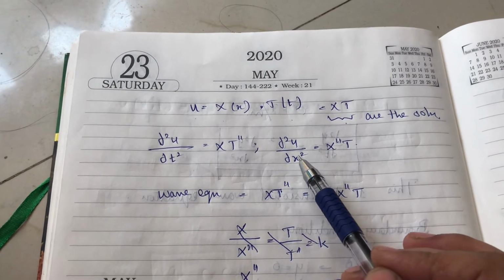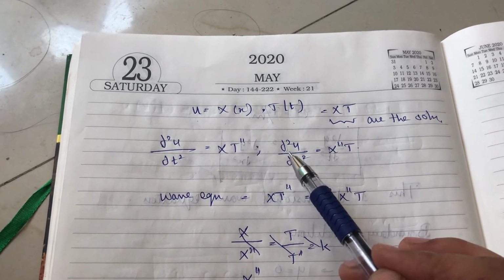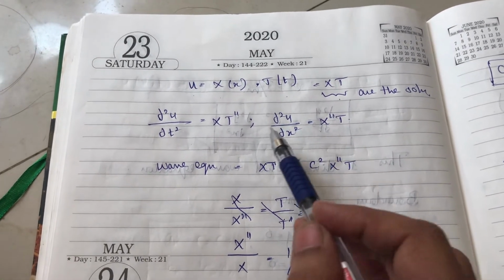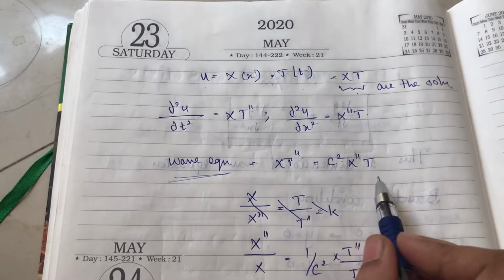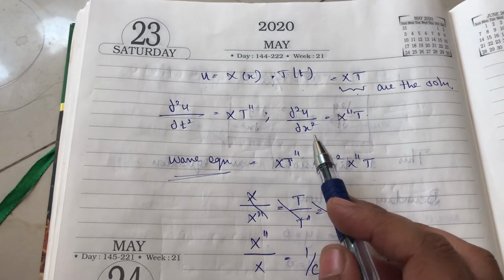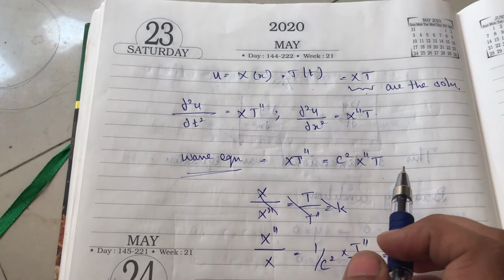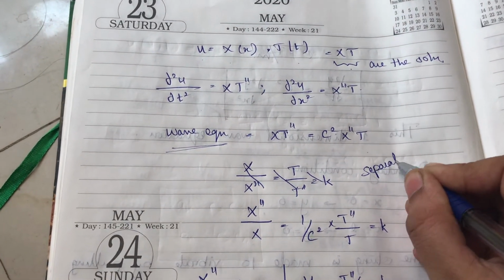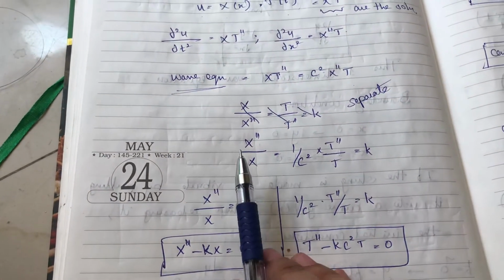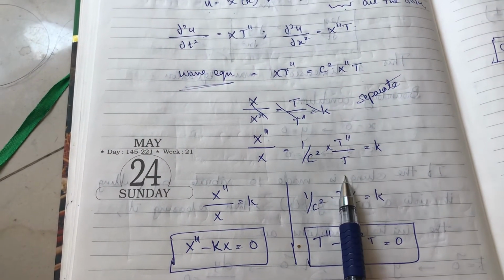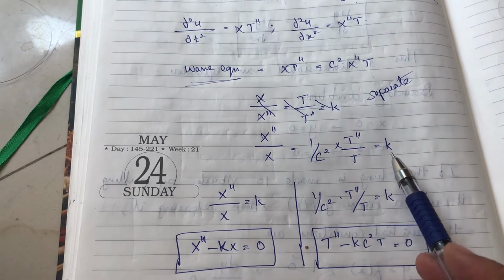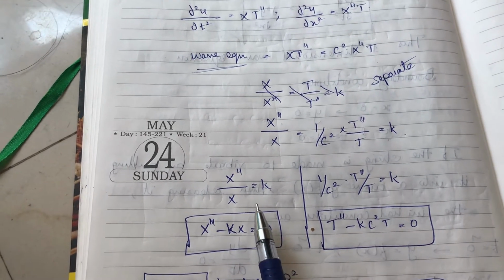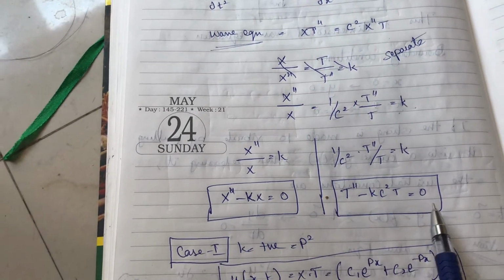Here x is differentiated with respect to x, so x has 2 derivatives. I am just writing these 2 terms in the wave equation. So the wave equation will become x t double dash, which is equal to c square x double dash t. Okay, now separate t and x, like x and t. I just separate all these things. You can see here I am just taking the ratio as k. After that you will get an equation like this.